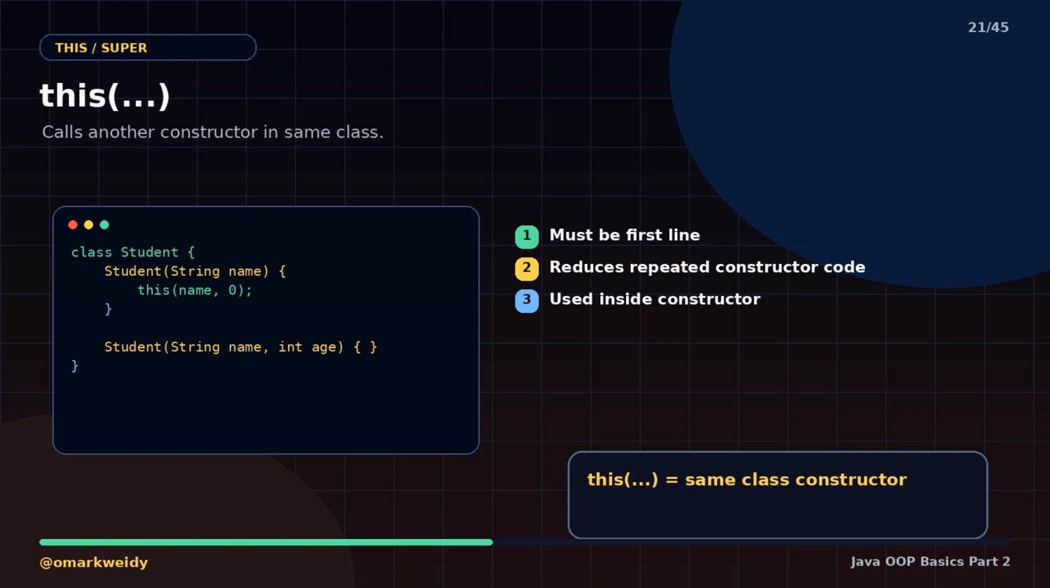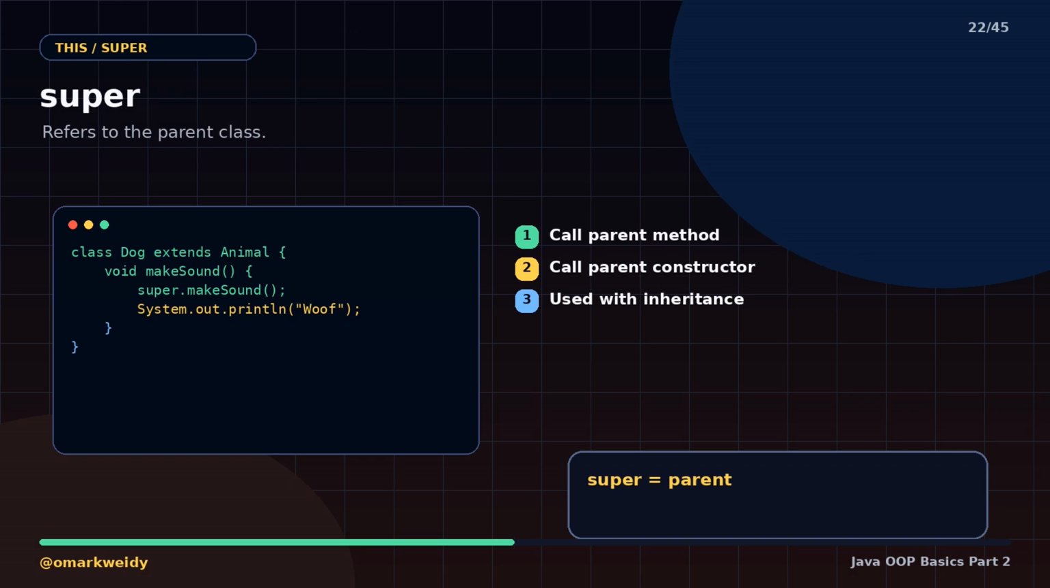Super refers to the parent class. When you inherit a class with extends and want to change some of the code in the inherited methods, like the method makeSound here, then you must call the parent method first, using super dot the name of the method, like in our example, super.makeSound. And then you can write more code.